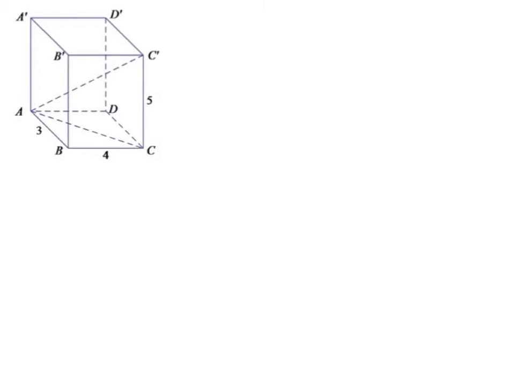Name a line that intersects plane A, B, B prime, A prime. Name a line that intersects this plane. Well, that line, that line, that line, that line, or even that line, they all intersect that plane. It's very easy for a line to intersect a plane.